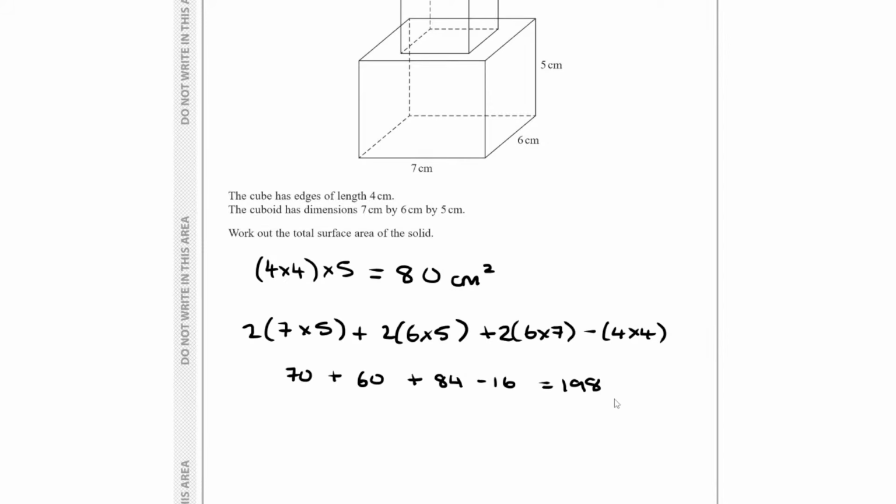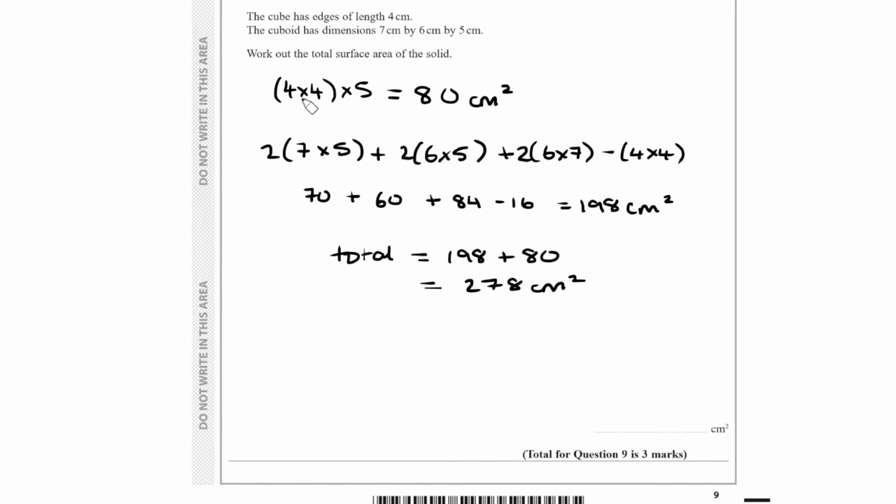Obviously you can work it out using whatever method you like. If you want to do it in your head, fine. If you want to use column addition, column subtraction, that's fine, but you should get 198 for the bottom one. Now we're just adding those together, aren't we? Total surface area would be those 2 added together. Should get 278. You might have done it in a different order to me, that's fine. As long as you get 278 at the end, then it's fine. That's 3 marks.